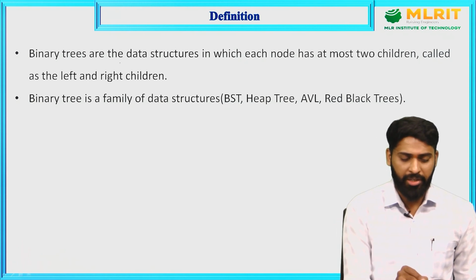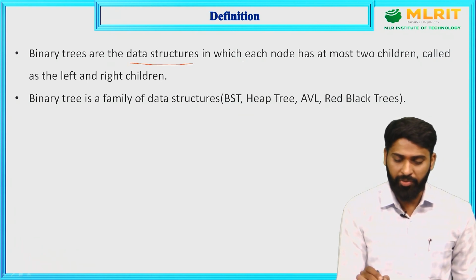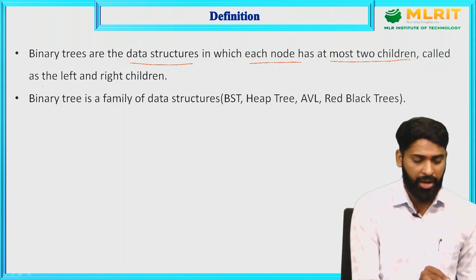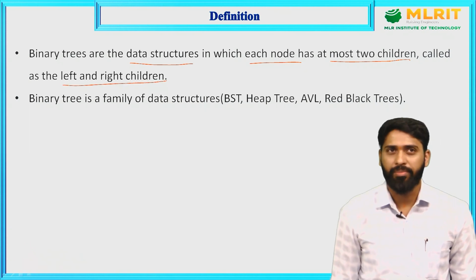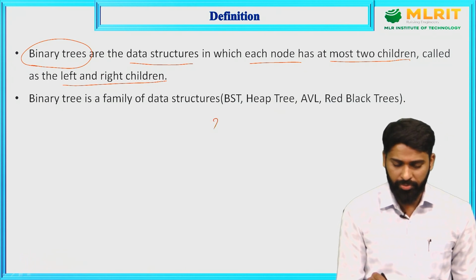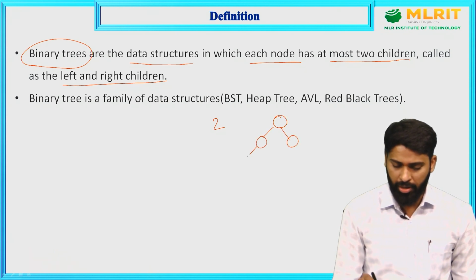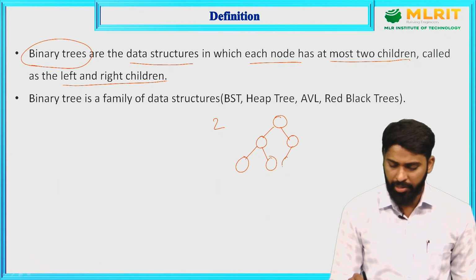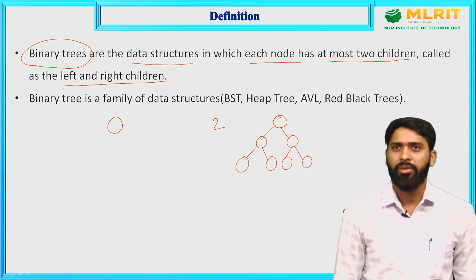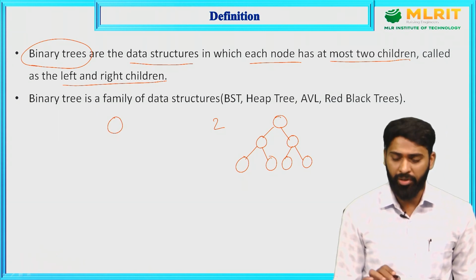So, binary trees are data structures in which each node has at most two children, called the left and right children. So, binary means two. Okay. So, if a tree has at most two children, then we call that tree a binary tree. Now, consider this. This is the node we have. Is it a binary tree or not? How do we know? The definition. What is the definition? At most two children.